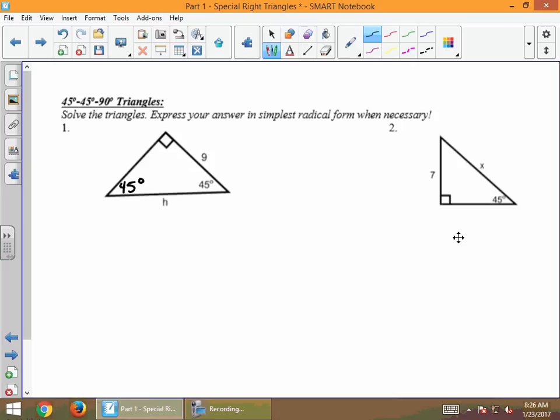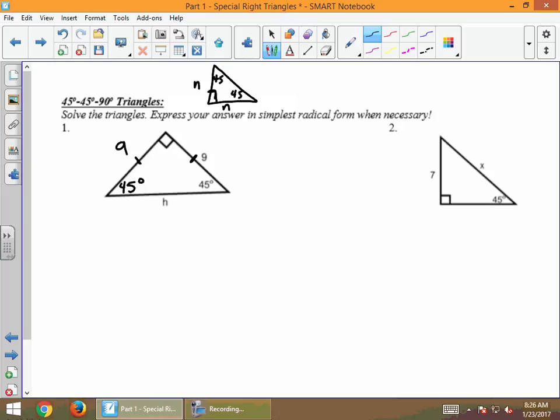Okay. So if you remember, if you look back at that diagram on the top of your paper, I'm going to redraw it. In a 45, 45, 90 right triangle, the legs are exactly the same. Okay. So here we have one of the legs, which is 9, which means the other leg is going to be 9.